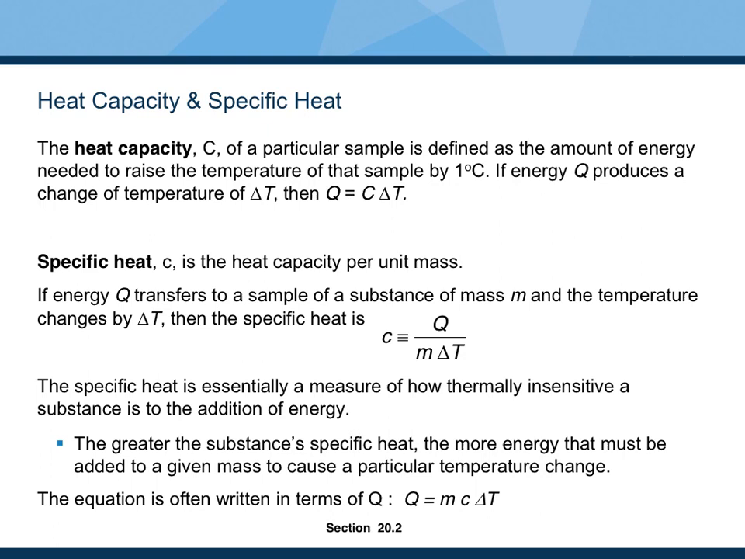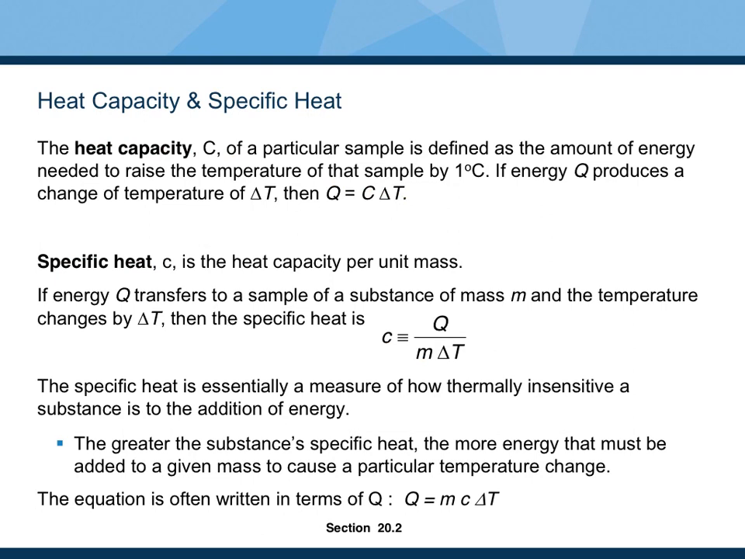If we provide an energy Q to increase the temperature of a substance by delta T, then Q equals C delta T. Capital C here is called the heat capacity. It is defined as the amount of energy needed to raise the temperature of that sample by 1 degree Celsius. A more useful quantity, specific heat, denoted by small c, will be used. It is the heat capacity per unit mass. So c is defined as Q over m delta T.